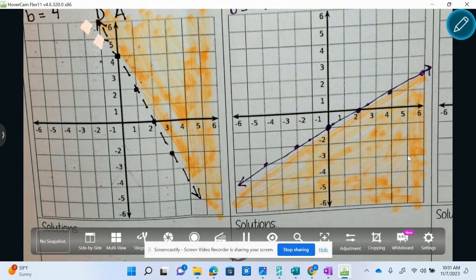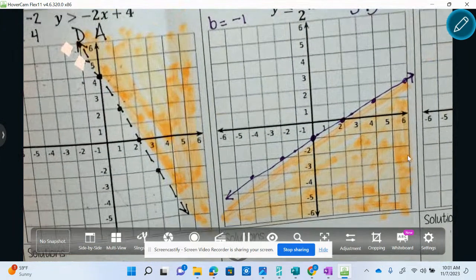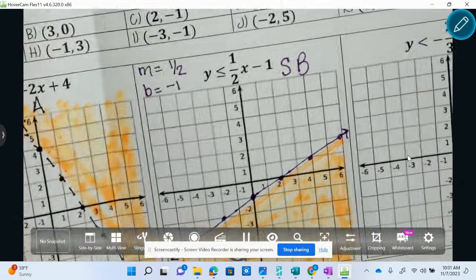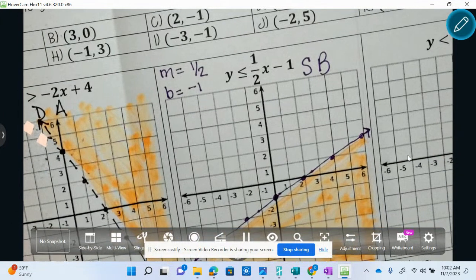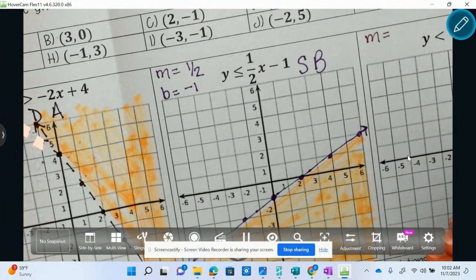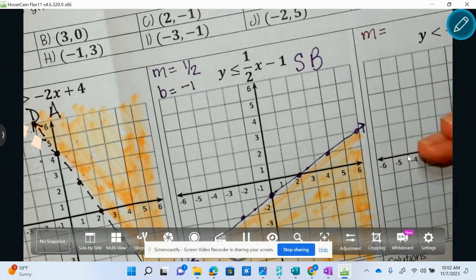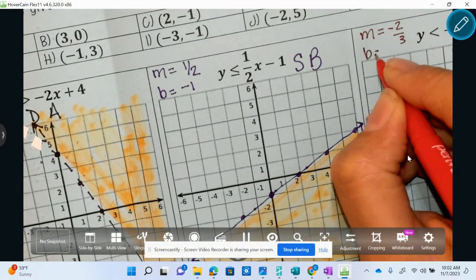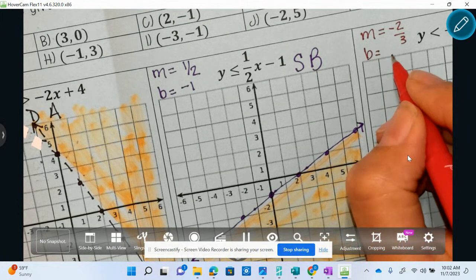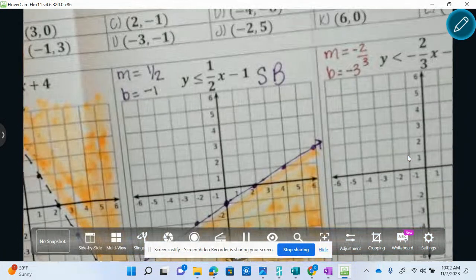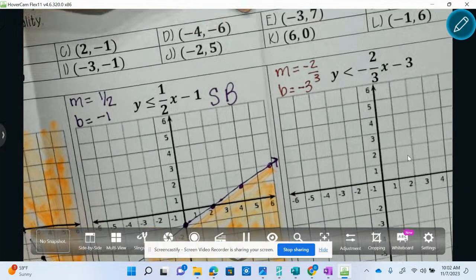Okay. My last one, my very last one, again, I'm going to ask for the slope and the y-intercept. So my inequality, y is less than -2/3 x minus 3. What is my slope? Yasmin, what's my slope? -2/3. Perfect. Rosa, what is my y-intercept? -3. My slope is -2/3 and my y-intercept is -3.